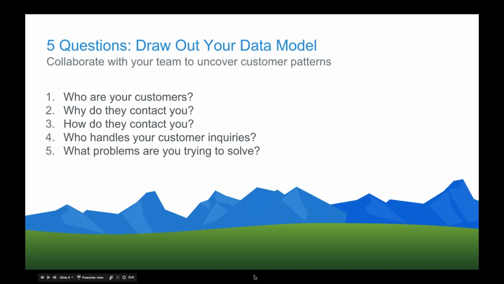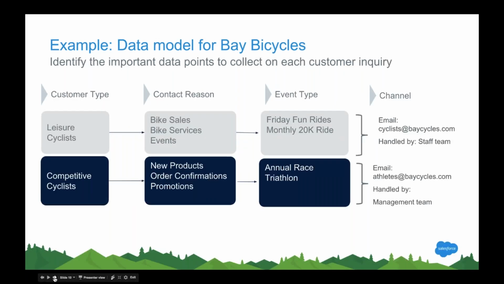For example, who are my customers at Bay Cycles? I'm answering that through my customer type. I have everyday consumers who are my leisure cyclists, and I also have athletes who are my competitive cyclists. How are they contacting me? This is answered by my channel. Right now, my customers are reaching me via email. They're contacting me for 2 reasons. I have the contact reason for sales, services, events that align with my leisure cyclists. And then conversely, I have the reasons my competitive cyclists reach out, such as new products and order confirmations.